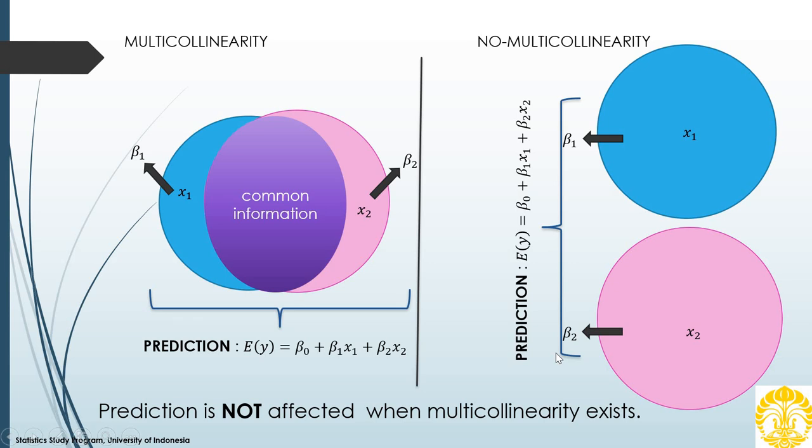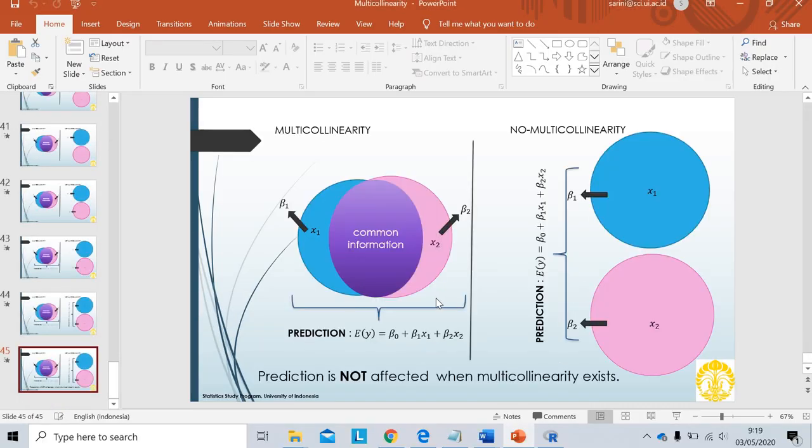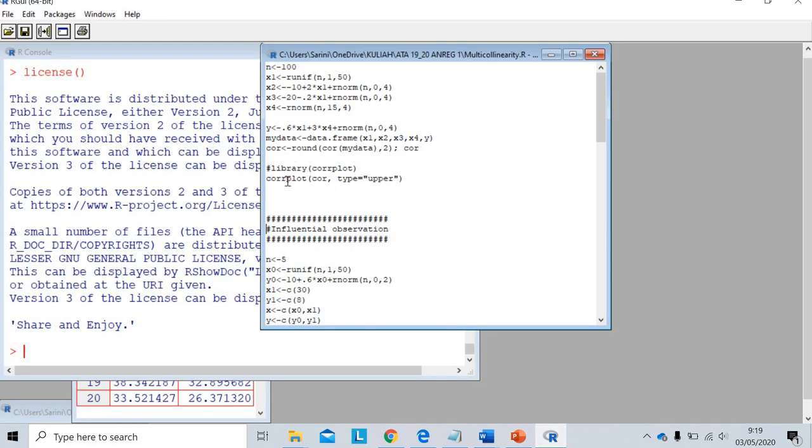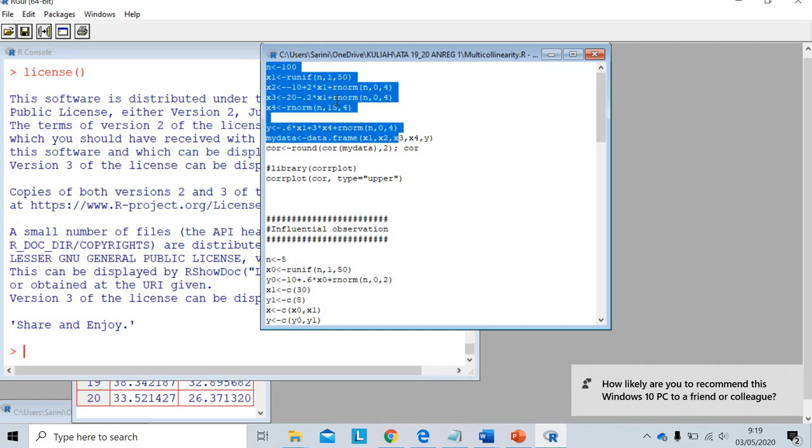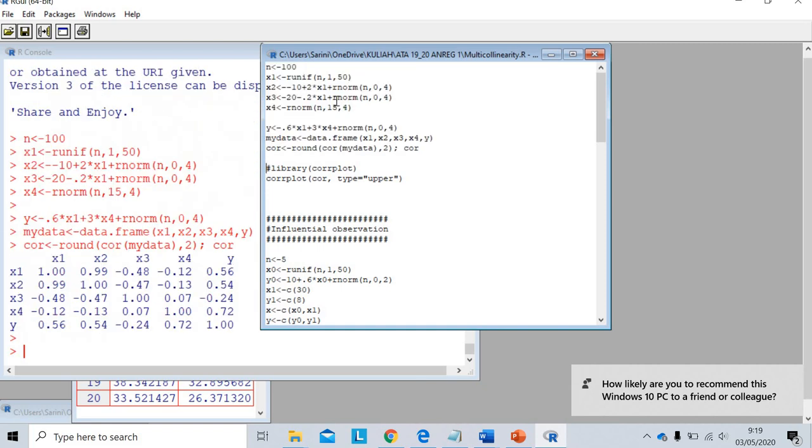Okay, so that's the explanation of the consequence of having multicollinearity in our model. So let's look at some illustration of multicollinearity. I've generated some data here, and then let's see.